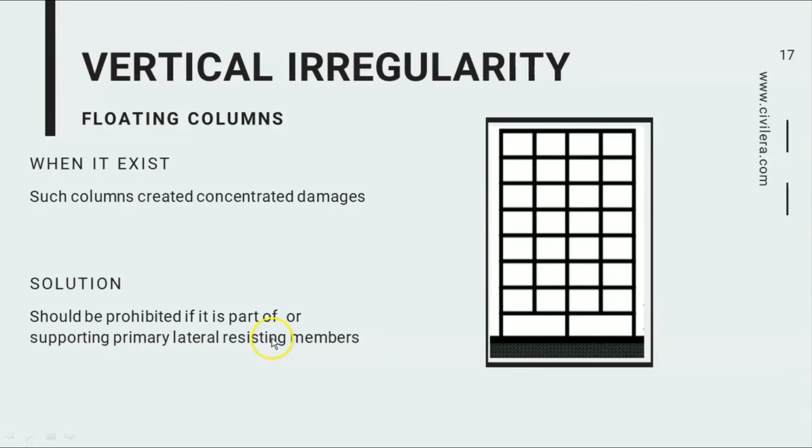So the floating column shall not support any of the primary lateral resisting members. It can be a gravity element in your building, but it should not share any of the lateral loads. So you have to do your analysis in a way that the lateral loads aren't transferred to the floating columns.